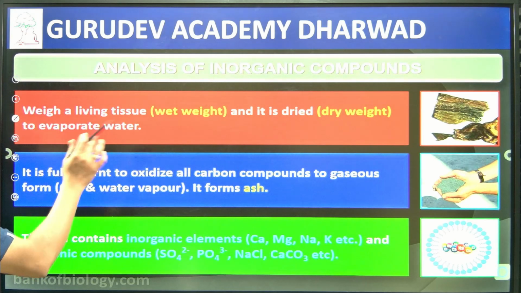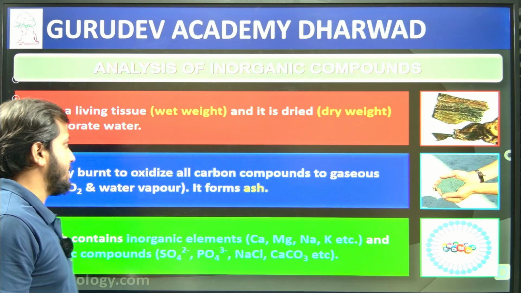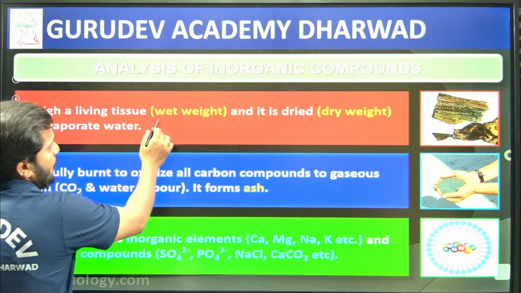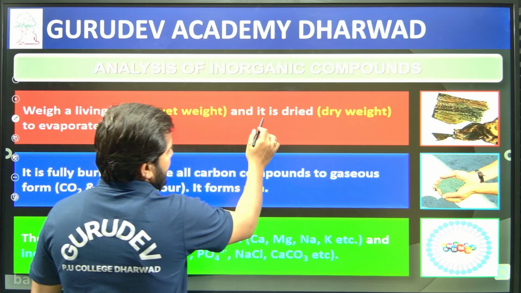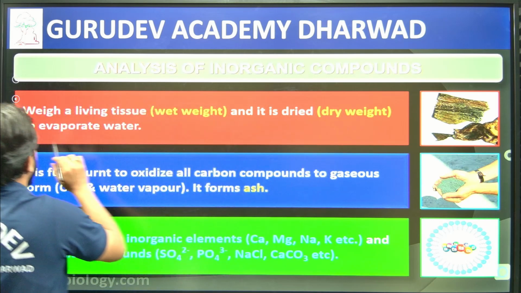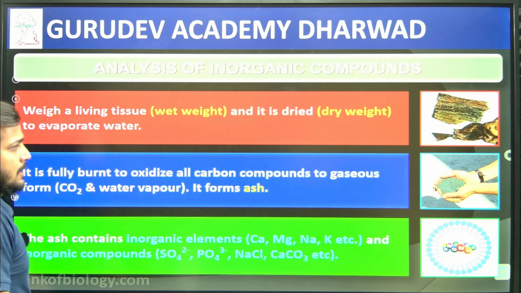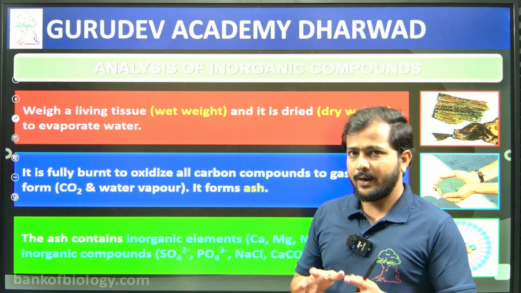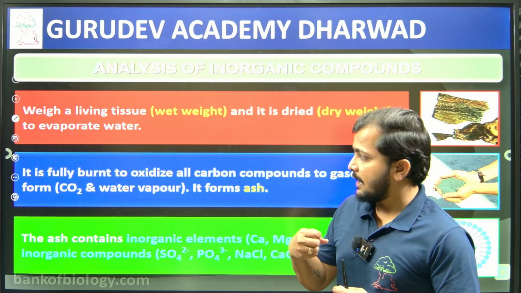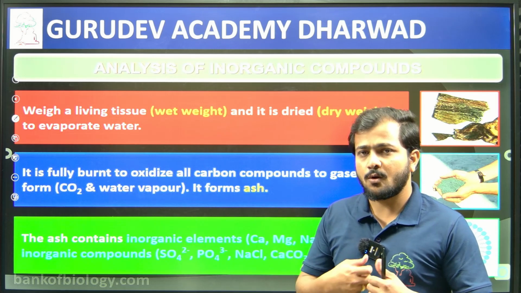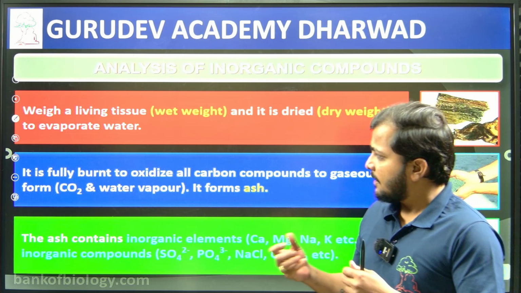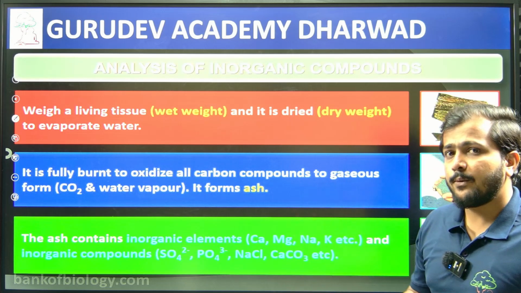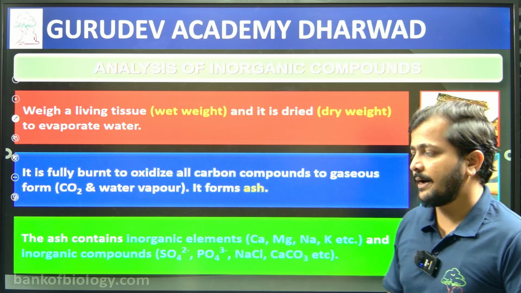So like that, we can go ahead with extracting these components. Then weigh a living tissue, which gives the wet weight. And it is dried to evaporate the water from it, which we call the dry weight. Our body itself is made up of wet weight and dry weight. When the water content is removed from the tissues or the cell overall, we have the dry weight, whereas the wet weight is where water is included.